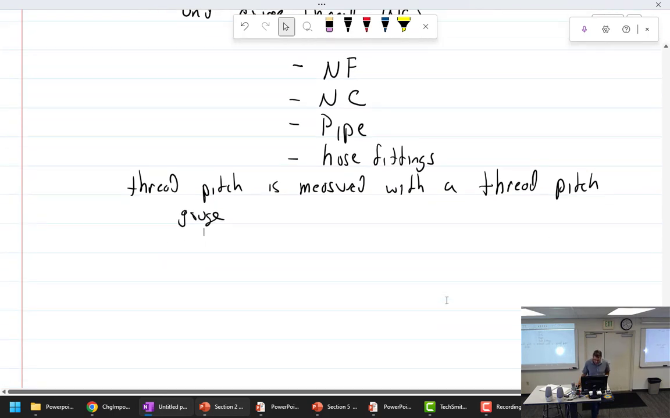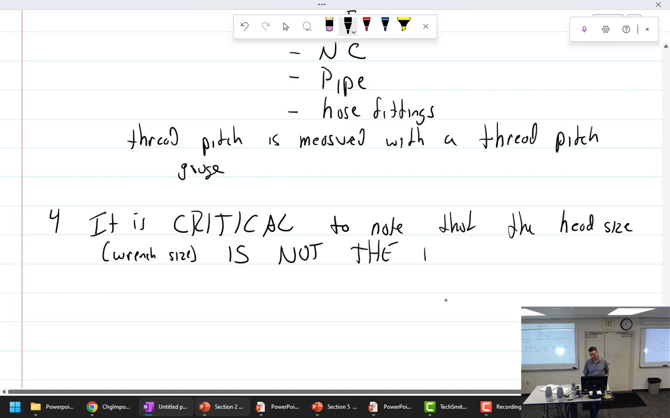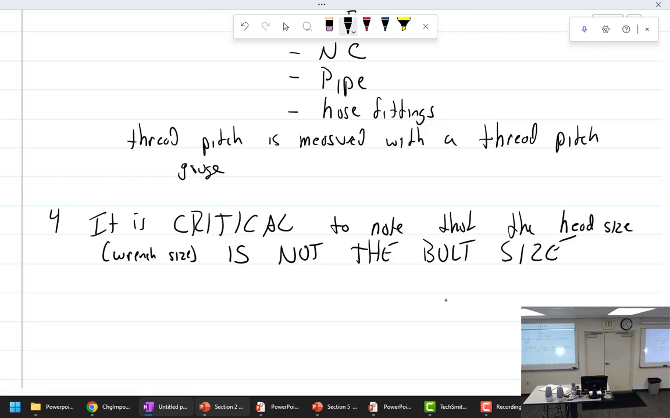All right. It is critical, critical in all big letters, to note that the head size, or the wrench size, is not the bolt size. My daughter made me a coffee cup for Christmas that says the wrench size is not the bolt size, because I have to say it all of the time.